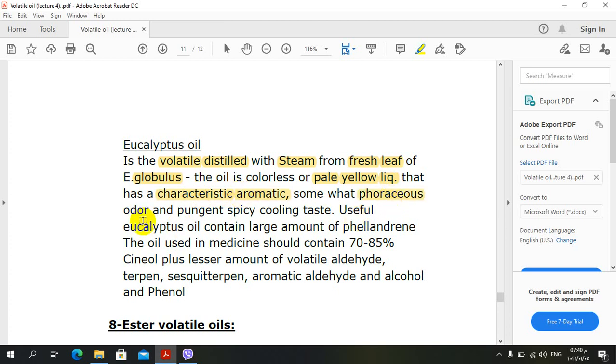Uses: eucalyptus oil contains a large amount of phellandrene. The oil used in medicine should contain 70 to 85% cineole plus lesser amounts of volatile aldehyde, terpene, sesquiterpene, aromatic aldehyde, and the coolant phenols. Now the ester volatile oil.